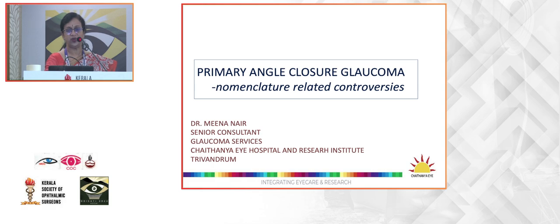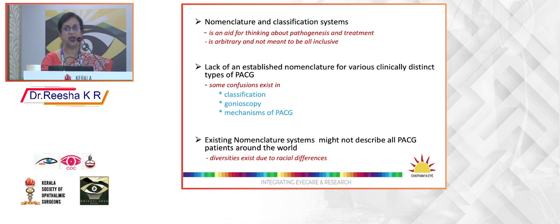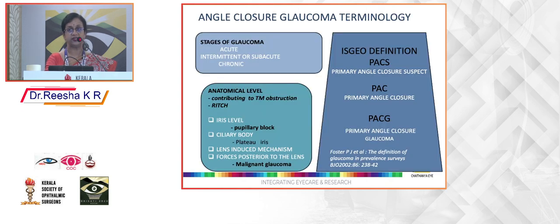And coming to my topic, which is on nomenclature-related controversies, a good established classification and nomenclature system is essential to understand the disease with respect to its pathogenesis and chalk out a strategy for treatment. All of us know that primary angle closure disease is not a single entity, but rather it has varied clinical presentations about which Dr. Manju will be enlightening you in this session. And there do exist some confusions in gonioscopy and mechanisms of primary angle closure glaucoma. So encompassing all this into an established nomenclature is what is lacking in the system now.